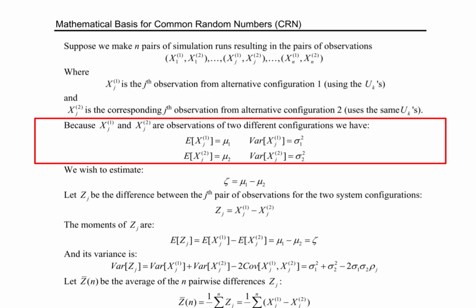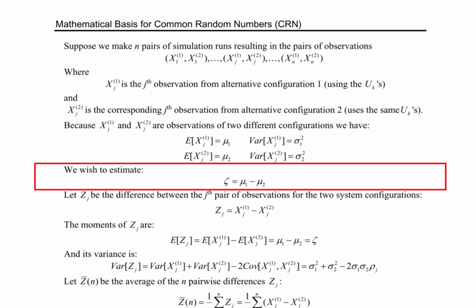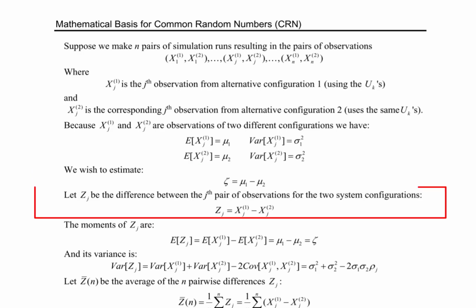Because xj1 and xj2 are observations of two different configurations, they have different expected values and different variances. We wish to estimate zeta, which is the difference between the true means μ1 and μ2. Let z sub j be the difference between the jth pair of observations for the two system configurations, xj1 minus xj2. The order in which xj1 and xj2 appear doesn't matter.